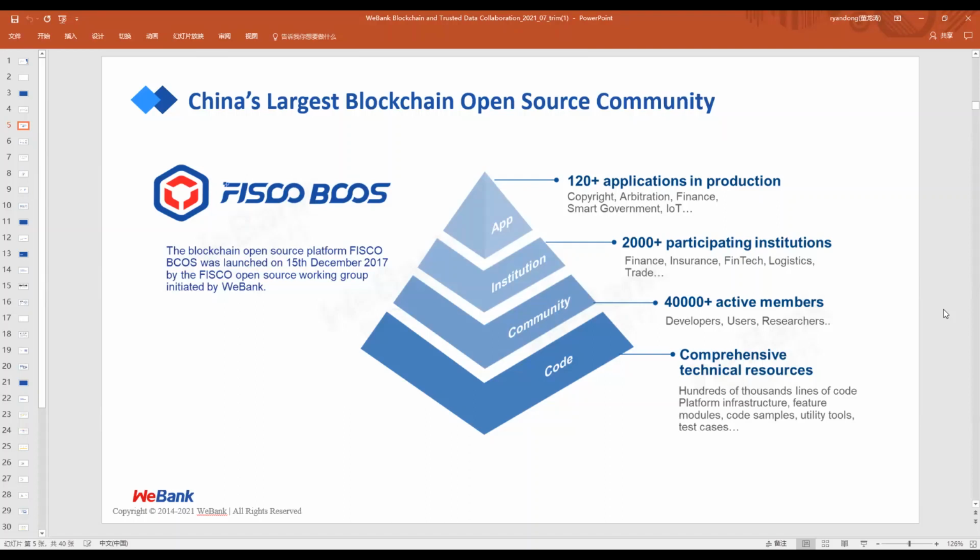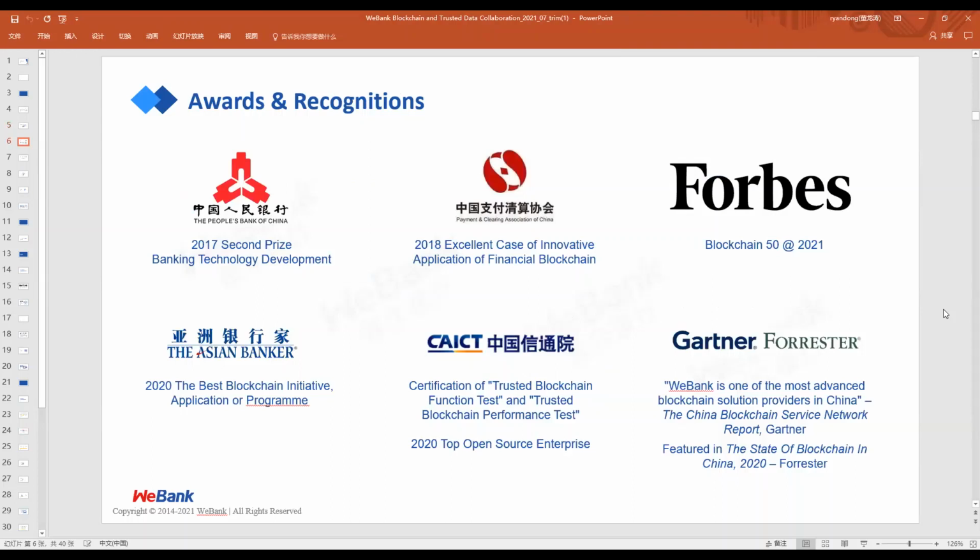More important for the success of this community, we need to help people quickly get started building their own systems on blockchain. So we provide a lot of technical resources, not just open sourcing the code. We also have examples, documents, and tools to help people develop their blockchain applications. That's why we are happy to see this award and recognition, including some from the top Chinese authority.